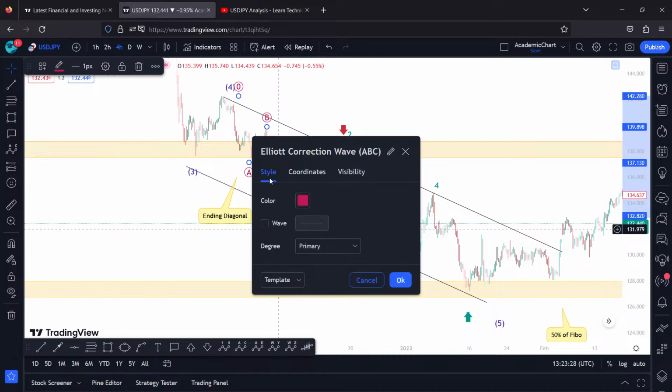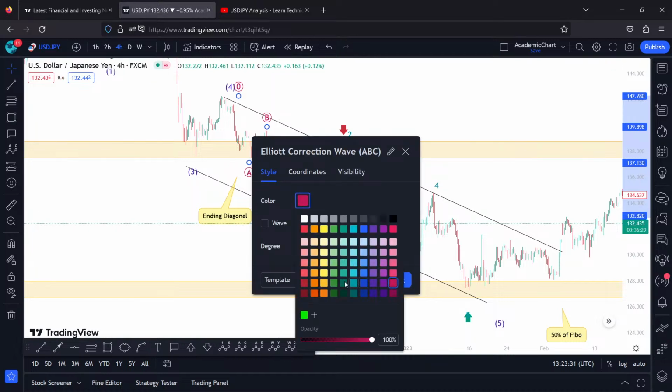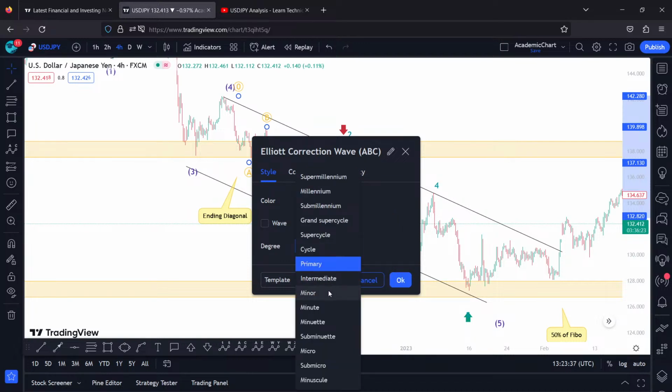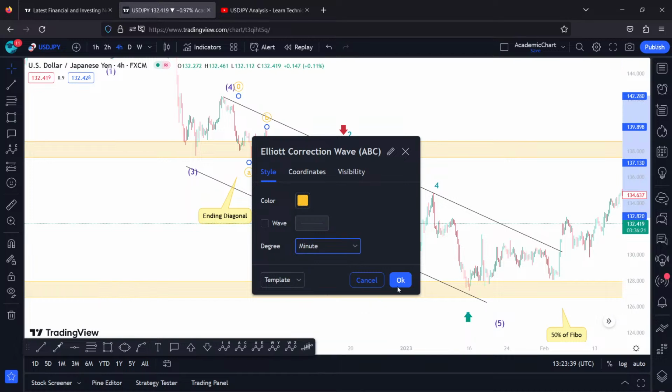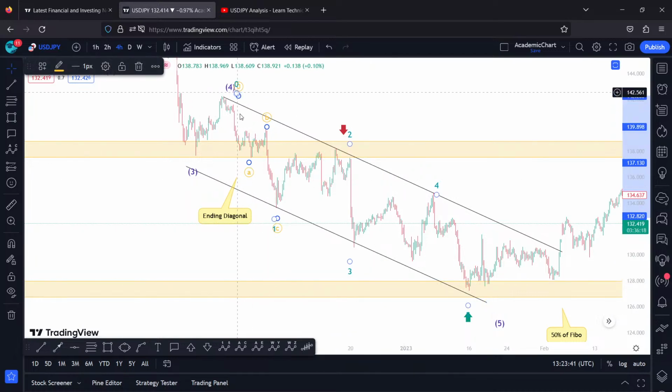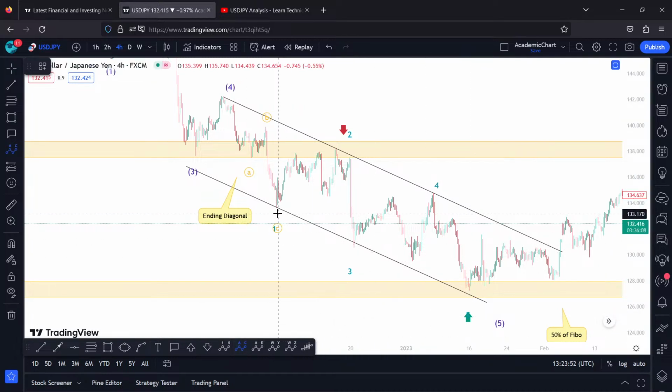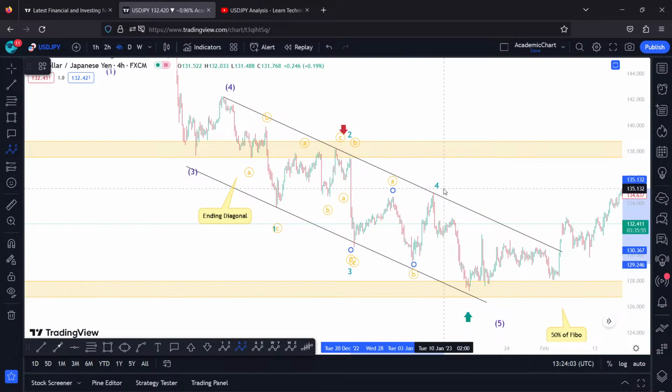So I can actually change the color of this one to something much lighter. And this is going to be not even minor, just minute. So this is going to be an ABC. As you can see, it is the form, and also the impulsive waves inside this diagonal are also ABC. So as a correction, it is also an ABC. The next momentum is again ABC. As you know, it is going to be an ABC for the fourth wave.